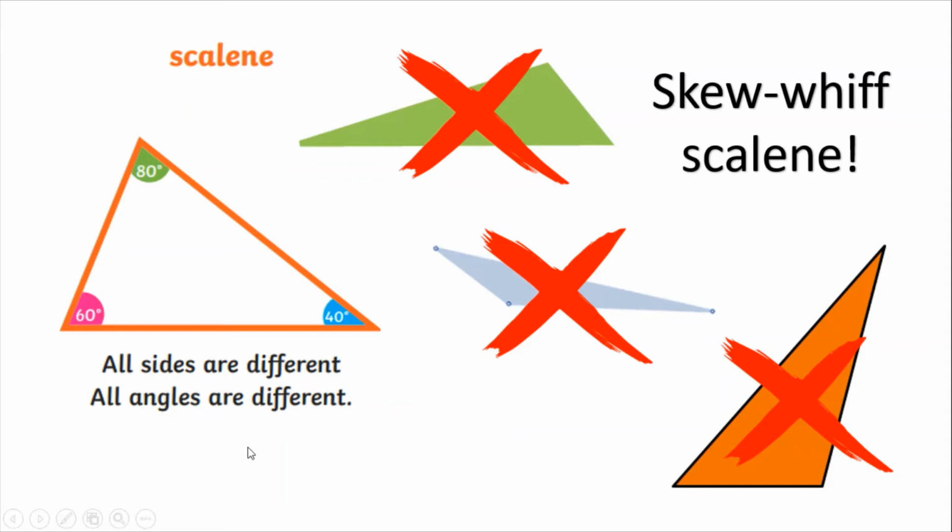Now, let's have a look back at the other triangles. We've got one more to look at. Just remember, skew-whiff scalene. Okay, it's skew-whiff because everything is different.